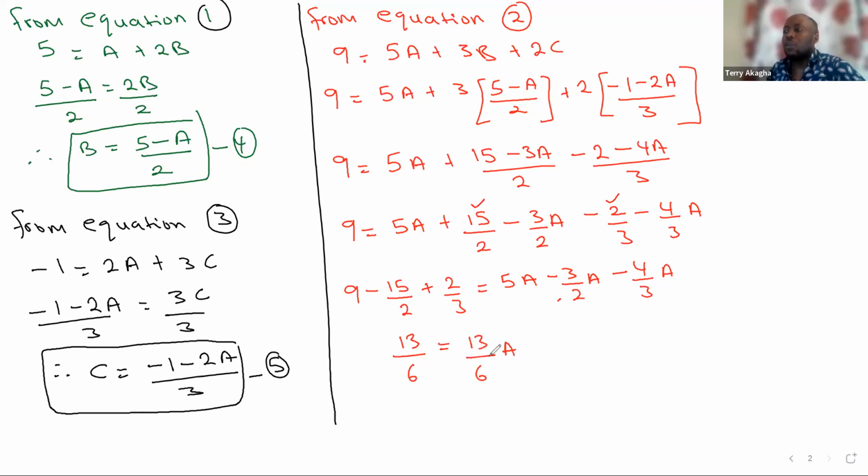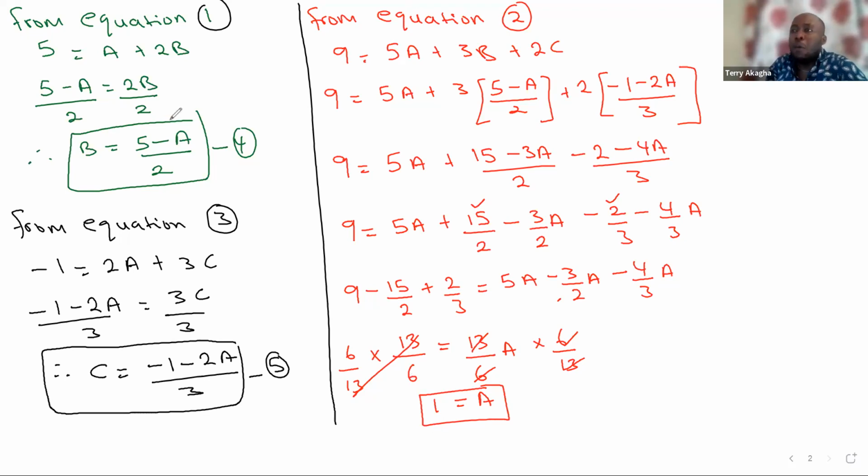okay? So in order to make a the subject of the formula, we multiply both sides by what? 6 over 13. Multiply both sides by 6 over 13. And this will cancel out, and this will cancel out, okay? So therefore, a will be equal to what? 1. All right. So now we know our a to be equal to 1.